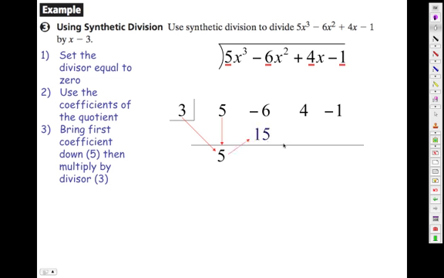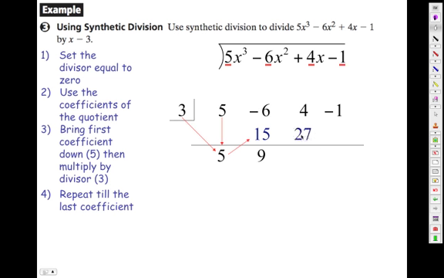Now I know that sounds confusing, but once you get the hang of it, it's going to be really cool. Then we just simplify here. 15 minus 6 is going to give us 9, and then we do the same process over again. We repeat until the very last coefficient, the -1. So I go 3 times 9. What's 3 times 9? It's 27, so the 27 goes right there.